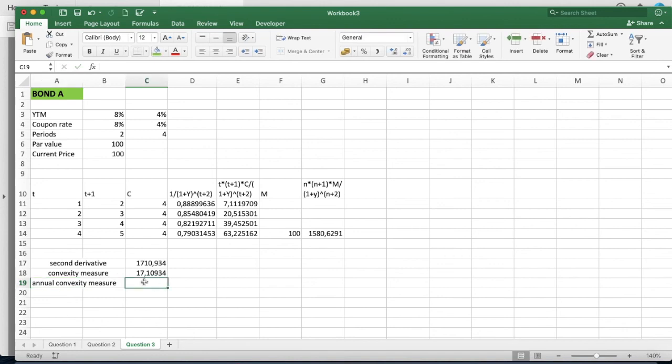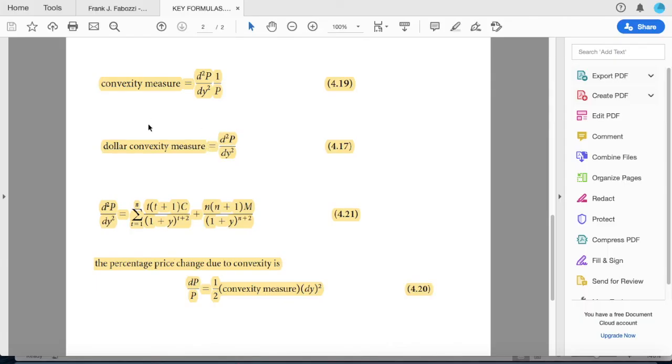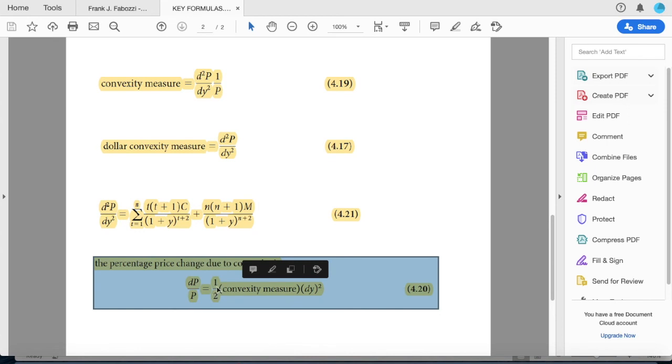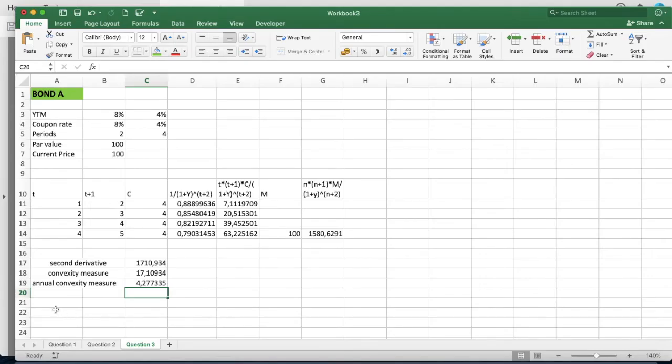It is equal to the semi-annual one divided by the square of the number of periods, 4. So this is the annual convexity measure. Now, the price change due to convexity is 1/2 of the convexity measure times the square of the variation of the yield.